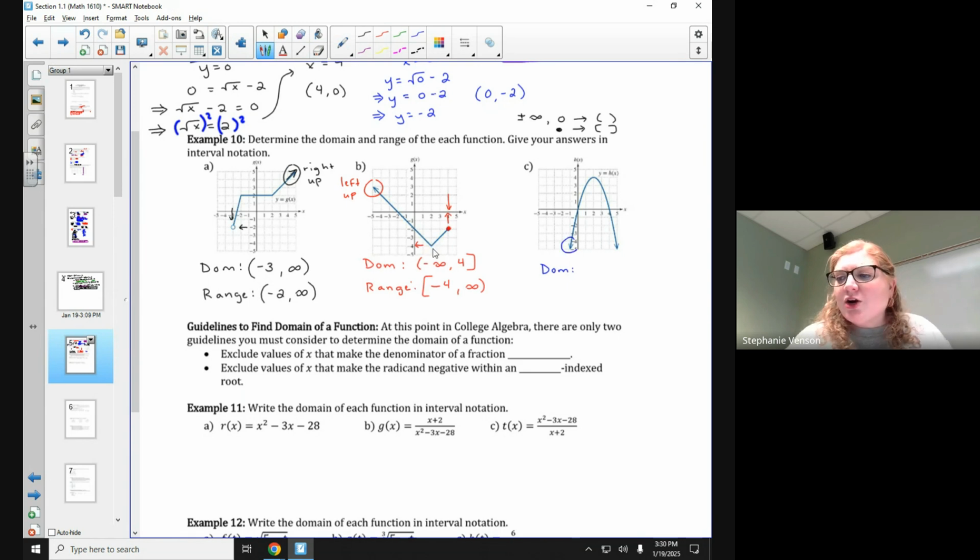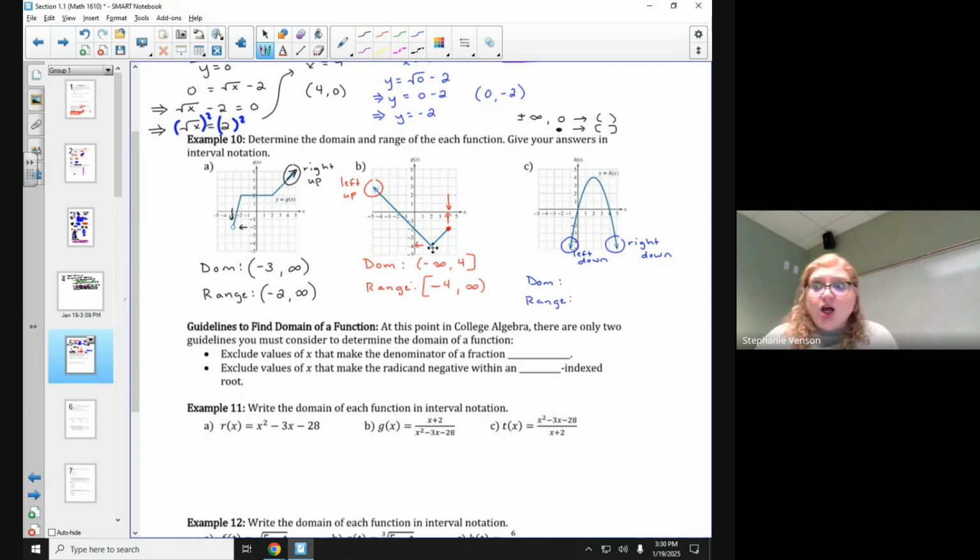Well, let's look at these arrows first. This one is pointing to the left and down, right? Whereas this one over here is pointing to the right and down. Now, the words right and left tell me something about my domain because that's the way the x-axis runs, right to left. The words down and conversely up tell me something about the range.